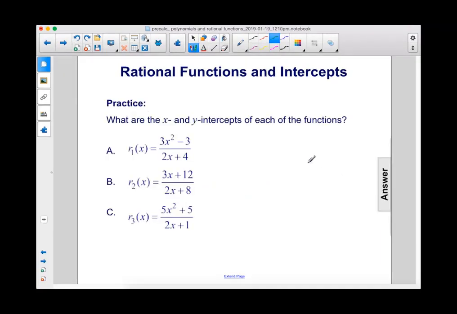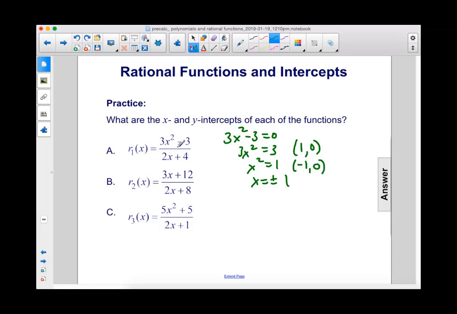What are the x and y intercepts of each of the functions? All right, so the x-intercepts are going to be when this whole thing equals 0, and that will take place when the numerator equals 0, but the denominator does not equal 0. So 3x squared minus 3 equals 0, 3x squared equals 3, x squared equals 1, x equals positive or negative 1. Now, if we put positive 1 in here, then that would be 6. If we put negative 1 in here, then that would be 2. So both of these work, which means our x-intercepts are at (1, 0) and (negative 1, 0).